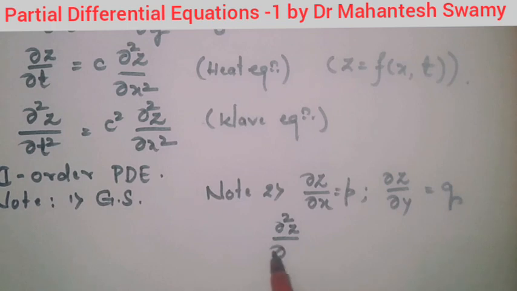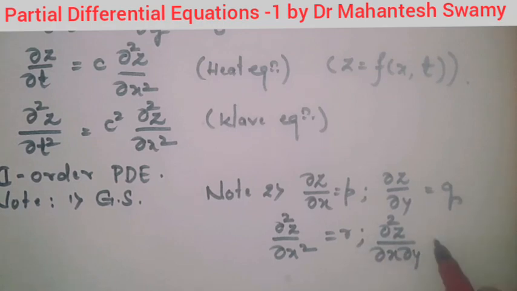That is, dou 2z by dou x2, the second order partial derivative with respect to x, is denoted by r. Dou 2z by dou x dou y, the mixed partial derivative of second order, is denoted by s. And dou 2z by dou y2, the second order partial derivative with respect to y, is denoted by t. So these symbols p, q, r, s, t will be used in the course of our solution of the PDEs throughout this chapter. With this I conclude the introductory note on PDE.